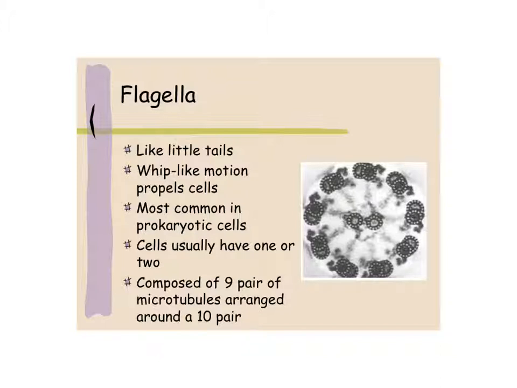Cells usually have one or two of these, not a whole lot of them. And they're composed of microtubules arranged with 9 pair around a central 10th pair. So you can see here, these are your microtubules, paired up around this structure, and then in the center you have a 10th pair, and that's the structure of the flagella.